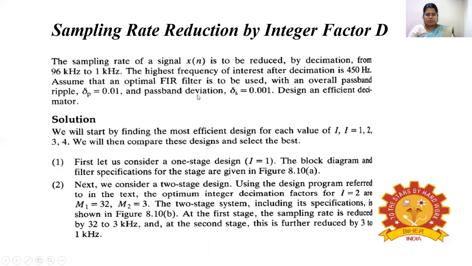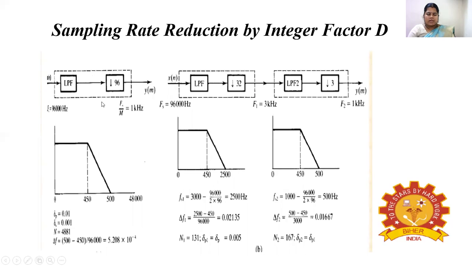Let us see the solution for this problem. In order to find the efficient decimator, we take 4 different values for I, from 1 to 4. After taking these values, we can compare the designs. On comparing, we will select the best design of the decimator. First, we consider the one stage design. For that, I will be 1. This is the block diagram for the one stage decimator. It includes the low pass filter followed by the decimator.